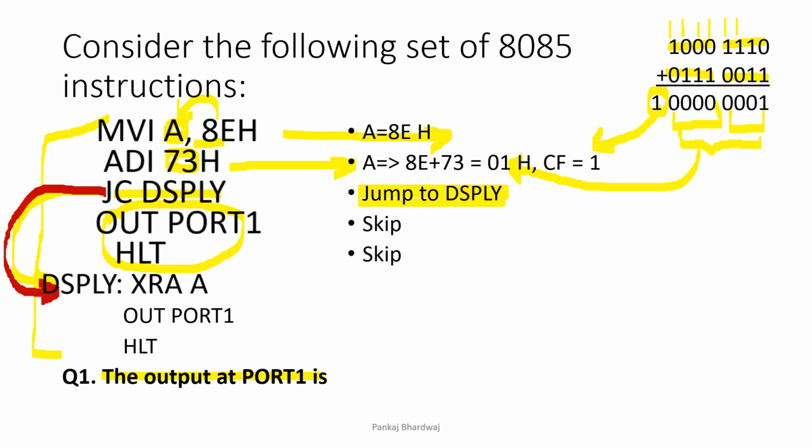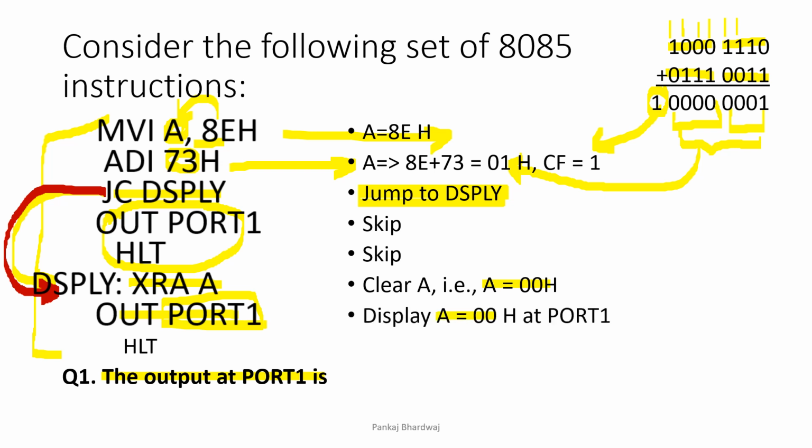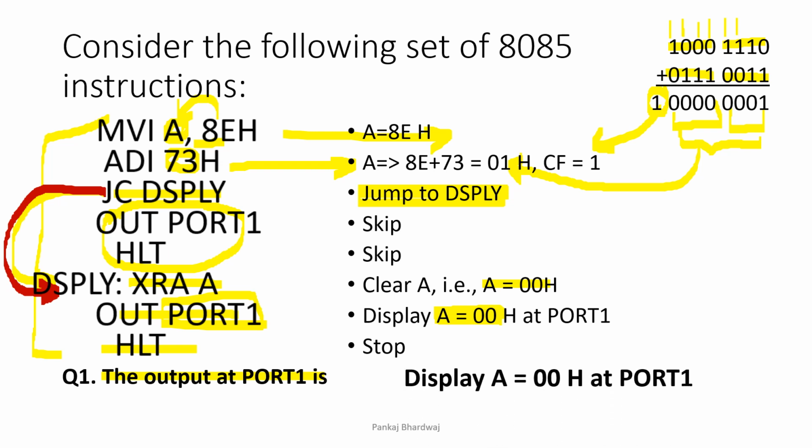Now when display XRA A comes, what does this XRA A do? It clears the accumulator. That means A will become 00. A XOR with A is simply 00. And the next command is OUT port 1. That means the accumulator content will be displayed at an output port, which is port 1. So the content of the accumulator, that is A equals 00, will be displayed at port 1. And the next instruction HLT says terminate the program, stop the execution. So after the execution of this particular set of instructions, we get A equals 00 at port 1, which is the answer. Clear?